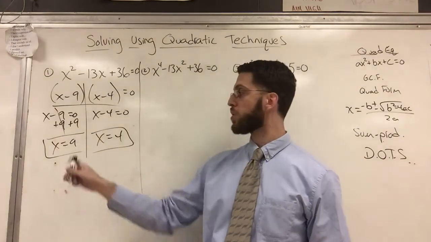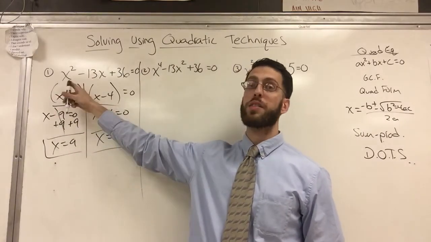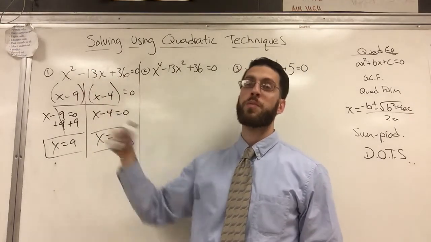If you want to check your work, you take the 9, one at a time here. 9, plug it in here and here, and see if that works out to 0. It will. Do the same thing with 4, and it will.